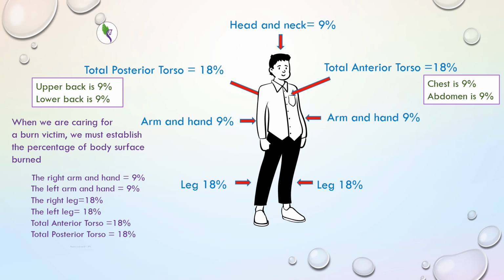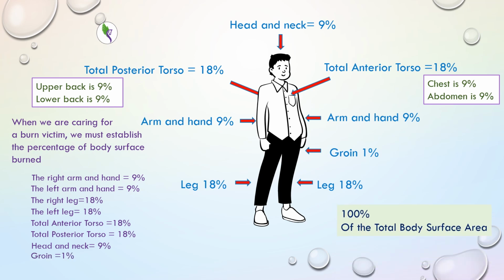The head and neck is 9%, and the groin is 1%. If you add those numbers up, you'll have 100% of the total body surface area.